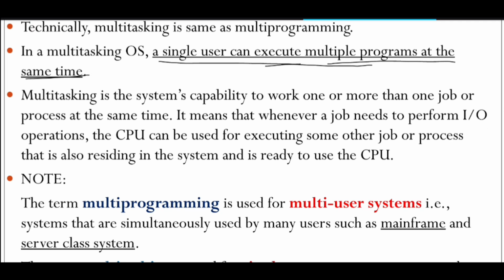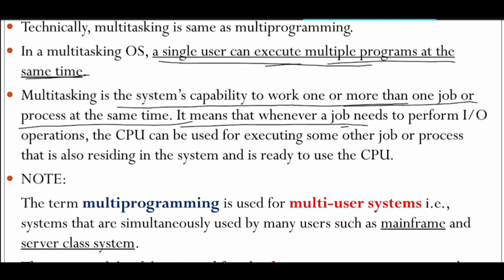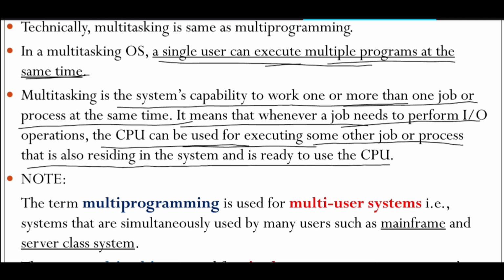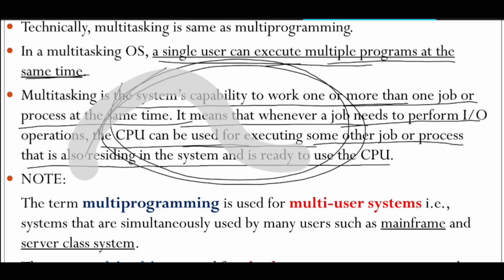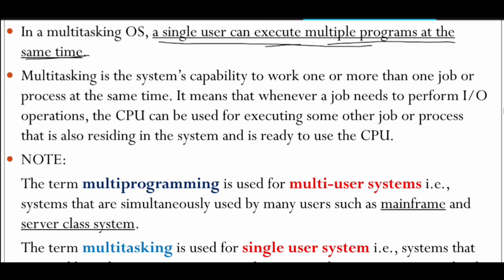Multitasking is the system's capability to work on one or more than one job or process at the same time. It means that whenever a job needs to perform an input operation, the CPU can be used for executing some other job or process that is also residing in the system. If a process wants some IO operations, it goes to the waiting state, and another process is switched to the CPU. Simple thing, not rocket science.